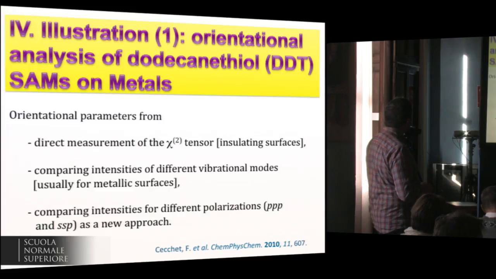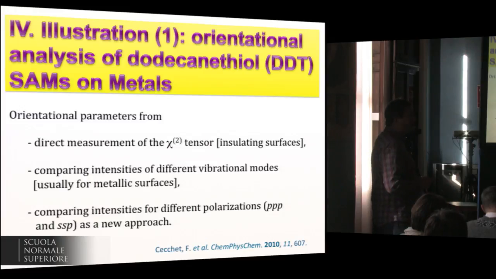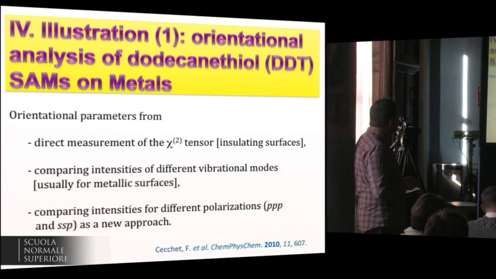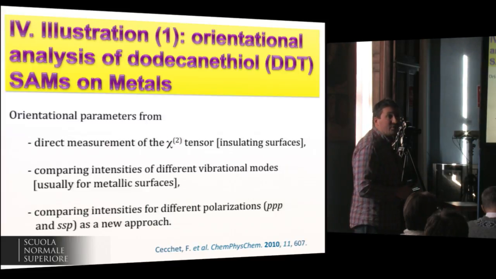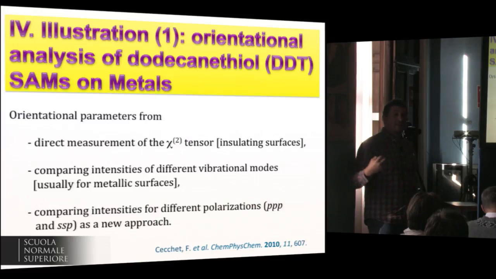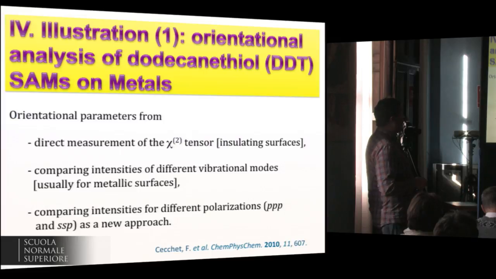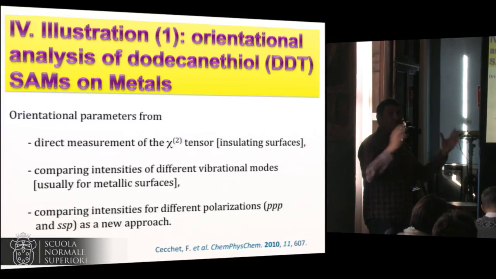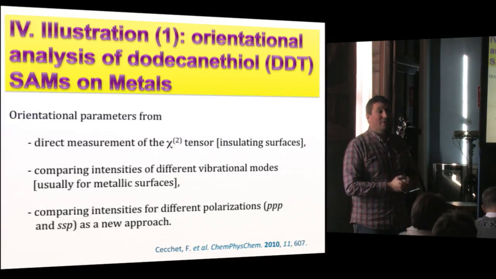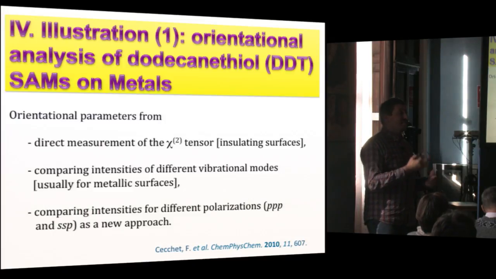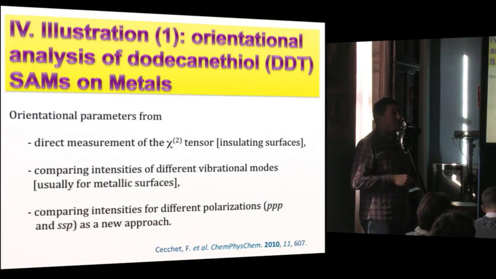So I have a few illustrations to discuss with you. And I would like first to come back to the orientation of dodecanethiol molecules on metals. If you look at the literature, there are many different ways to do SFG and then extract the orientation of these molecules. So you can do a direct measurement of the chi2 tensor. Then if you have the full chi2, you can extract the beta, and by some analysis, you end up with the orientation of your dodecanethiol molecules.